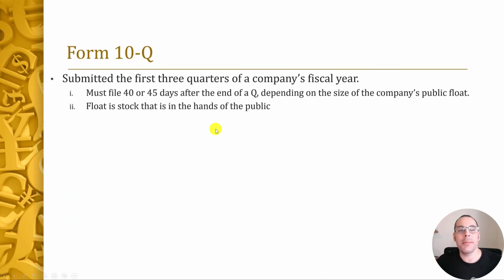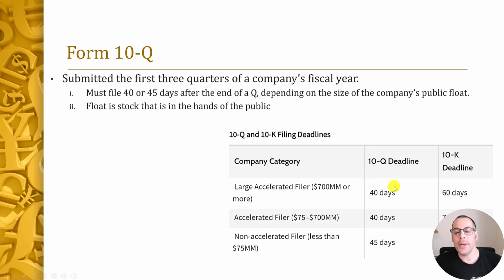The 10Q is submitted the first 3 quarters of a company's fiscal year, and the company must file the 10Q within 45 days of the quarter end. And it depends on the size of the company's public float. Float is stock that's held by the public. Companies that have a really low float tend to be riskier and more volatile. When the Reddit community wants to apply a short squeeze, they generally look for low float stocks, in addition to highly shorted stocks. So the 10Q is due 40 to 45 days after the quarter ends.